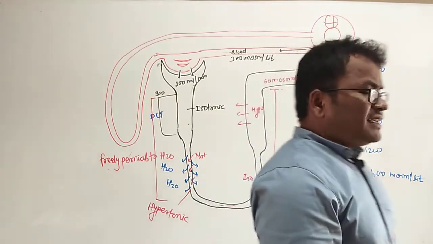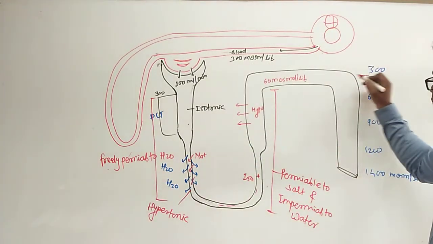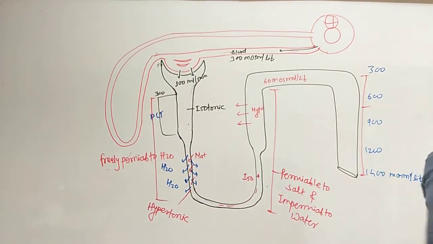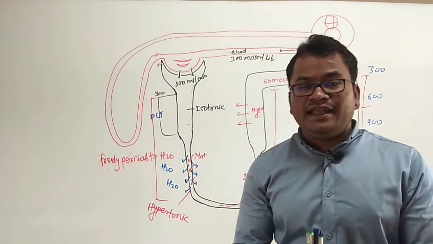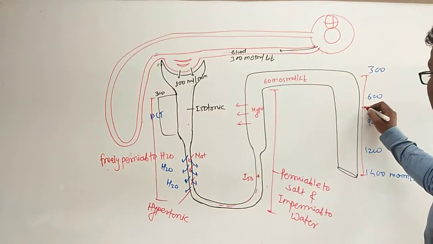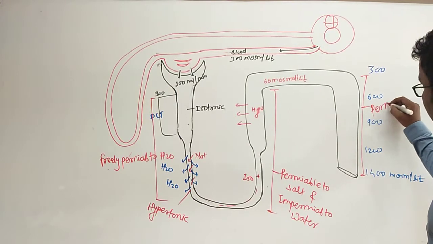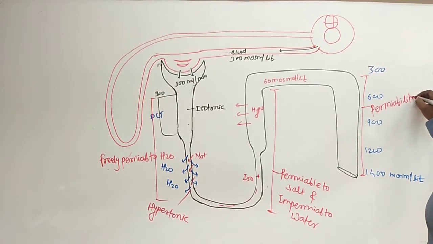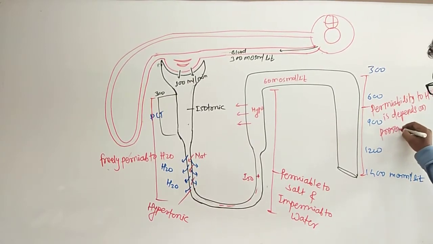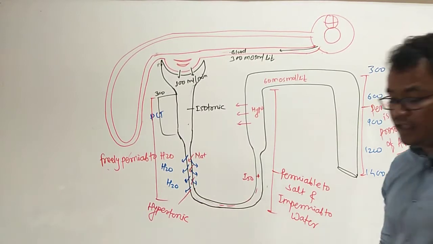Next point, in this late part of the nephron, this is the late DCT and mainly the CT. Whether this part of the nephron is permeable or impermeable to water is decided by the presence or absence of ADH, that is antidiuretic hormone.